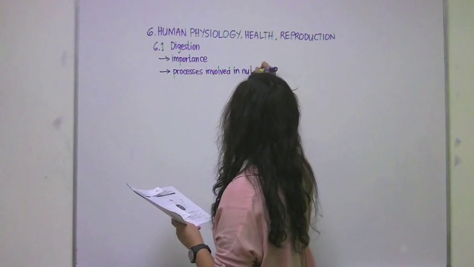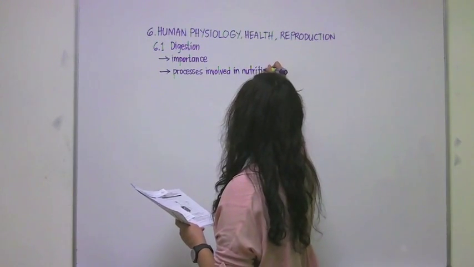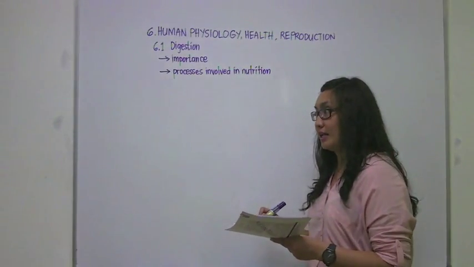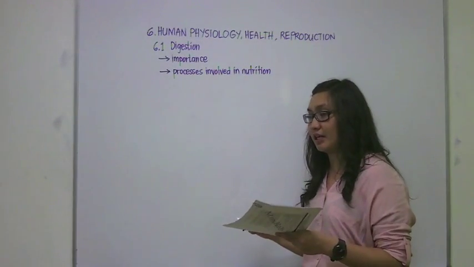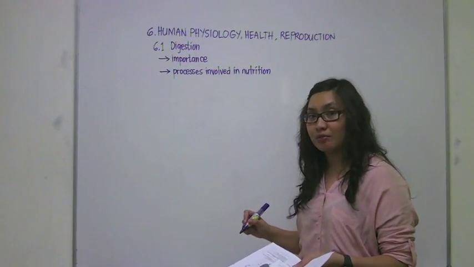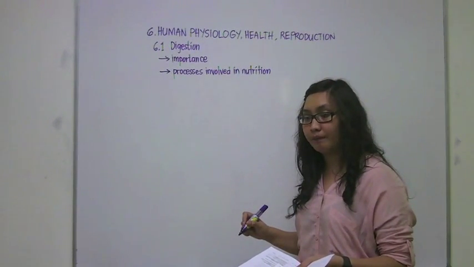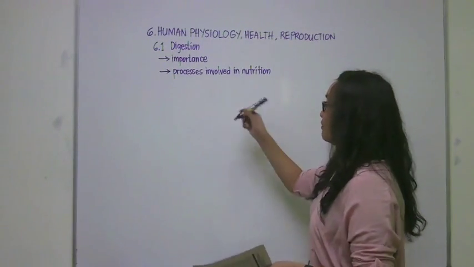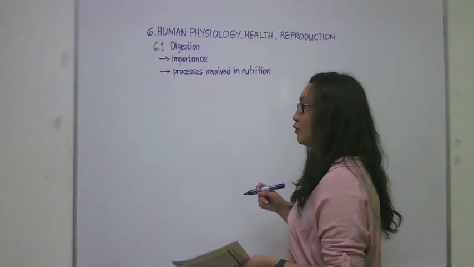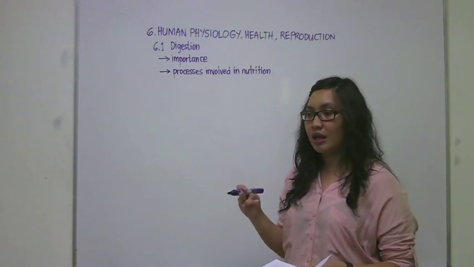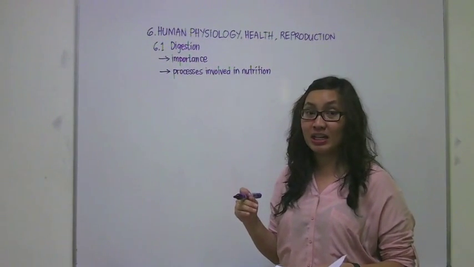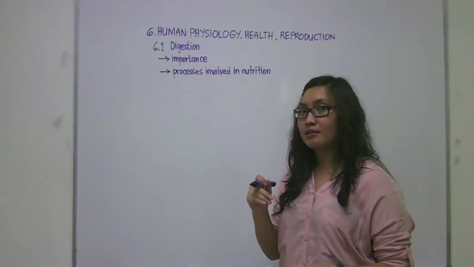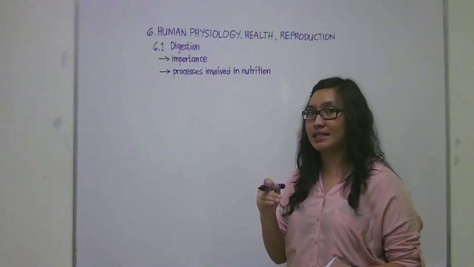In the case of nutrition, this is the process, actually a characteristic of living organisms, wherein an organism acquires the necessary materials to be able to sustain life. The processes involved in nutrition include ingestion, digestion, absorption, assimilation, and egestion. So we have to explain the differences between these processes.